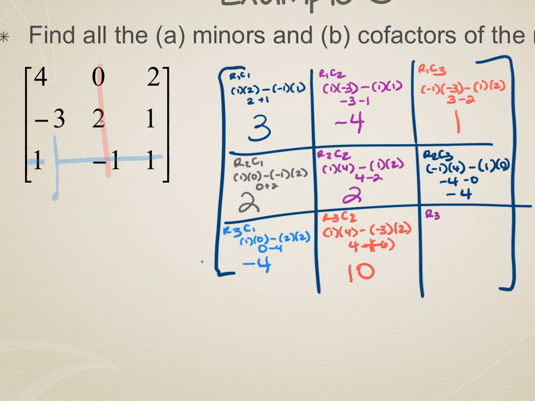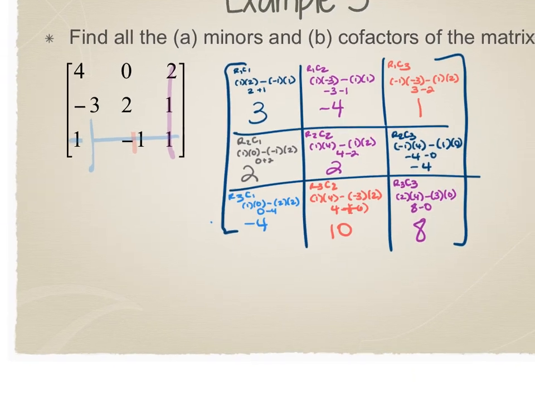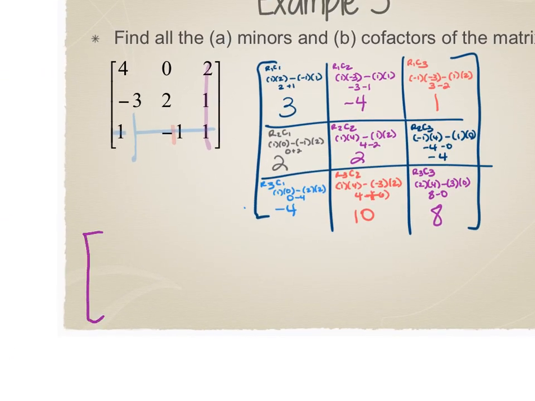And the last one is row 3, column 3. So now I'm still crossing out row 3, but this time it's column 3. And I get 2 times 4 minus 3 times 0. 8 minus 0, which is 8. So the minors of this matrix are 3, -4, 1, 2, 2, -4, -4, 10, and 8.